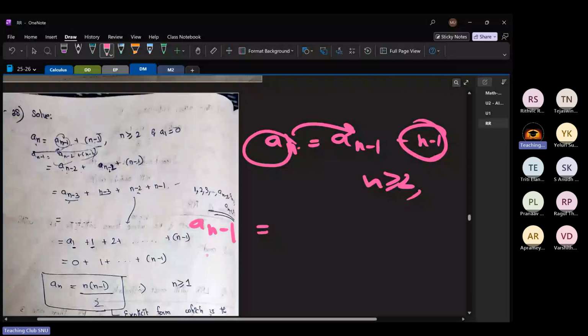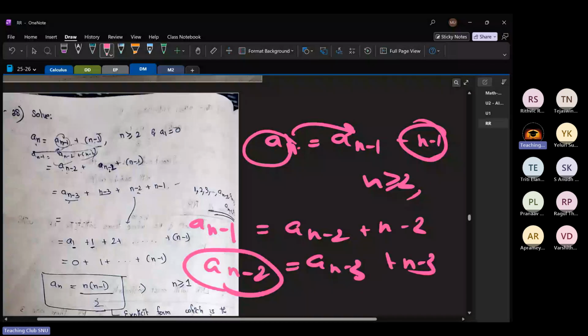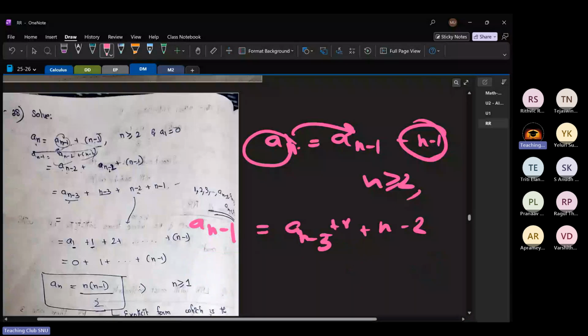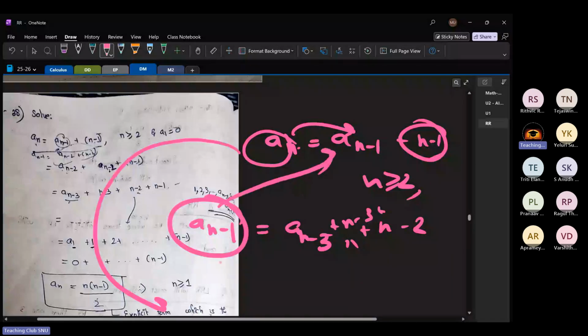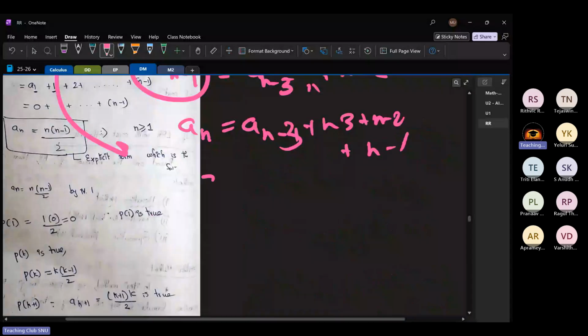Then let's substitute a_(n-1) there. It will be a_n is equal to a_(n-3) plus (n-3) plus (n-2), and already (n-1) is there. So you clearly see the sequence. We can extend this to many terms. So a_n can be reduced to many terms. In general, let's say it stops at k: a_(n-k) plus (n-k), (n-k-1), (n-k-2), and it keeps extending until (n-3), (n-2), and (n-1).